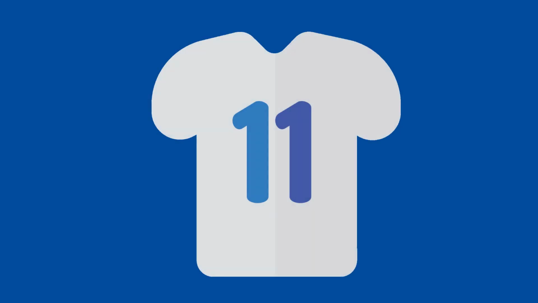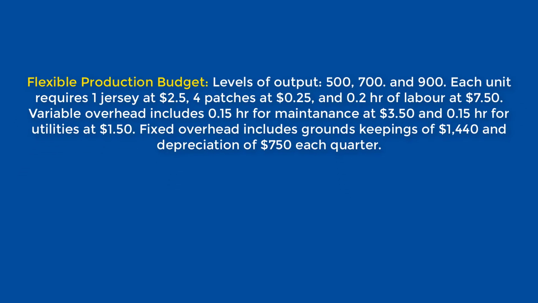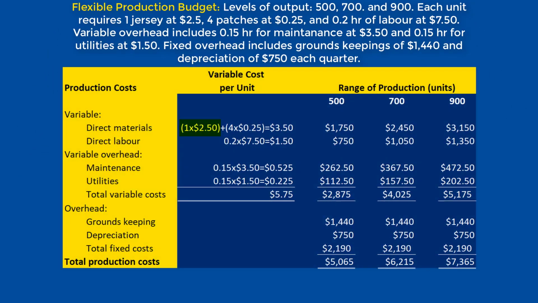For the flexible budget examples in this video, we will look at a hypothetical firm that creates numbered jerseys. Let's begin by making the budgets for producing 500, 700, and 900 units. Each unit requires one jersey at $2.50 each, and 4 patches of numbers at 25 cents each, which means that the direct materials variable cost per unit is $3.50.